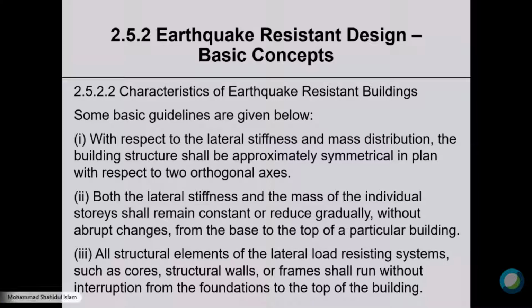Okay? Both the lateral stiffness and the mass of the individual stories shall remain constant or reduce gradually without abrupt changes from the base to the top of a particular building. Okay, so masses should remain uniform or change gradually. That again is desirable, but typically does not happen.